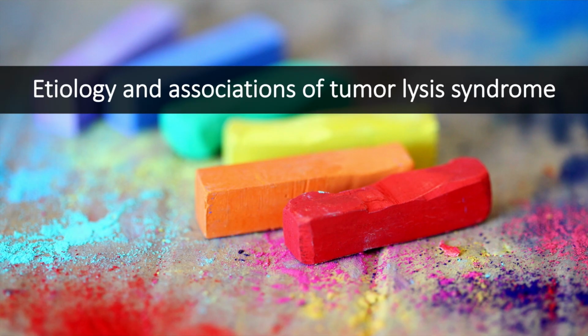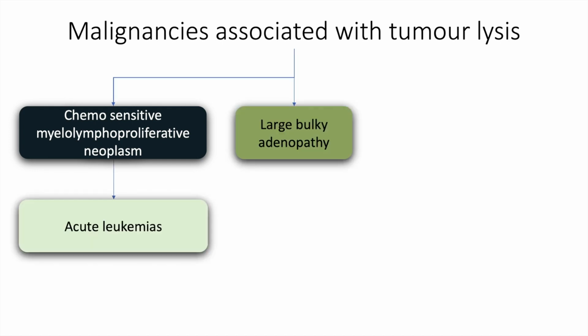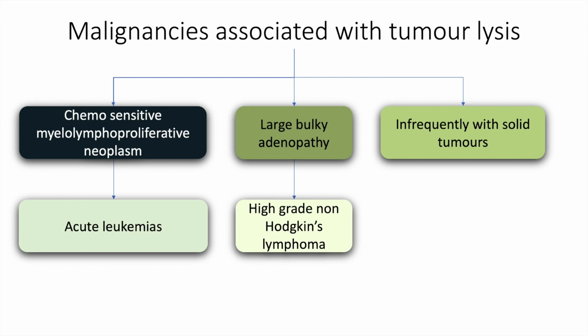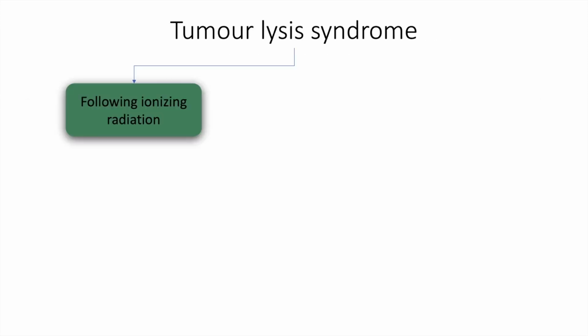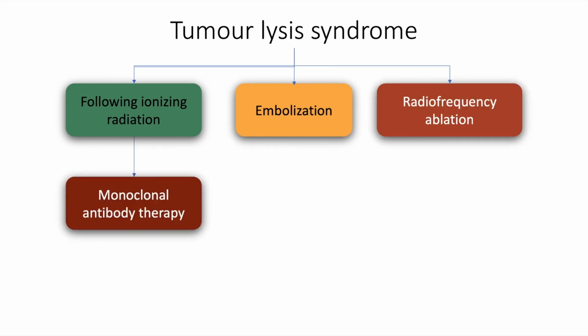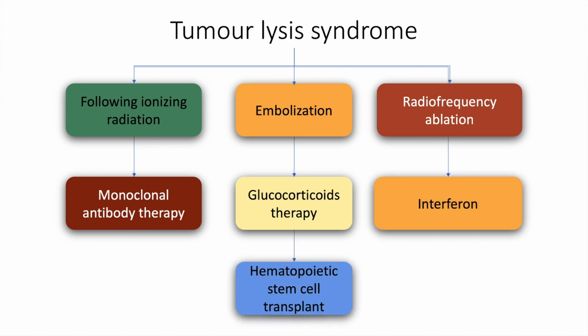Let's move on to the etiology and associations of tumor lysis syndrome. Malignancies associated with tumor lysis include chemosensitive myelolymphoproliferative neoplasms, acute leukemias, large bulky adenopathy seen in high-grade non-Hodgkin's lymphoma, and infrequently with solid tumors due to lower growth fractions. Other causes of tumor lysis syndrome include ionizing radiation, embolization, radiofrequency ablation, monoclonal antibody therapy, glucocorticoid therapy, and interferons. Hematopoietic stem cell transplant may also cause tumor lysis syndrome.